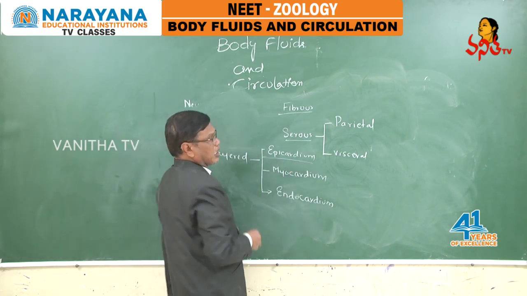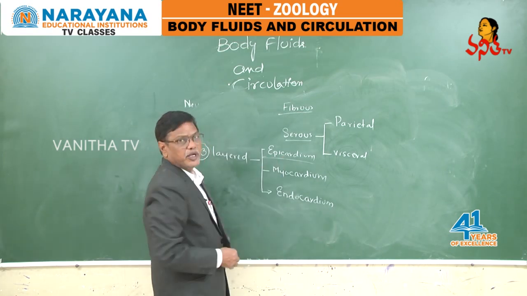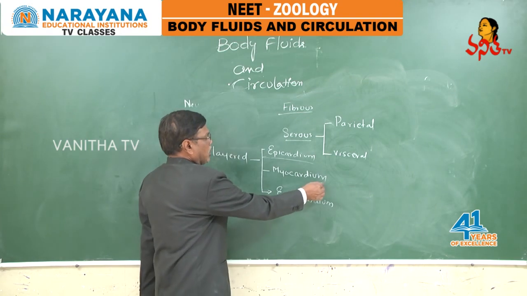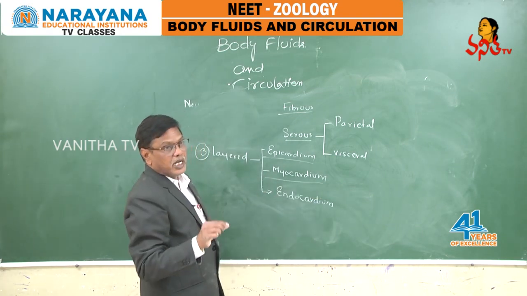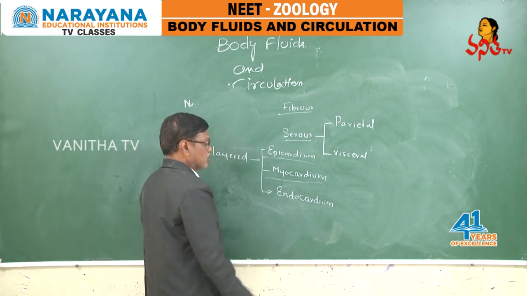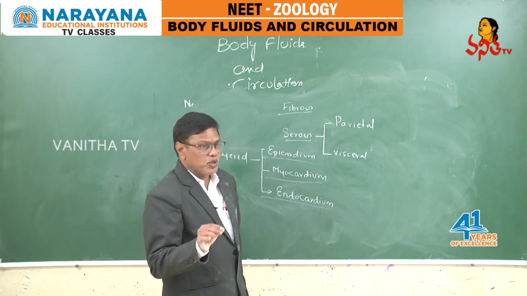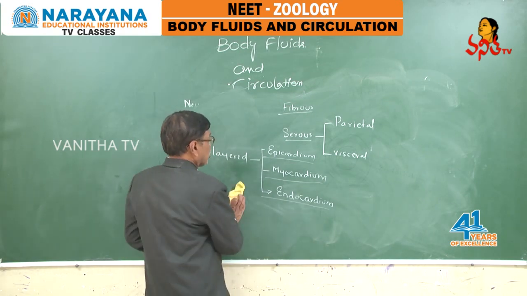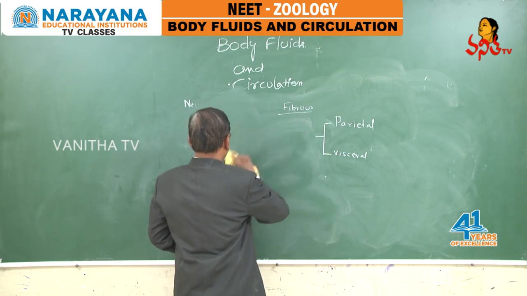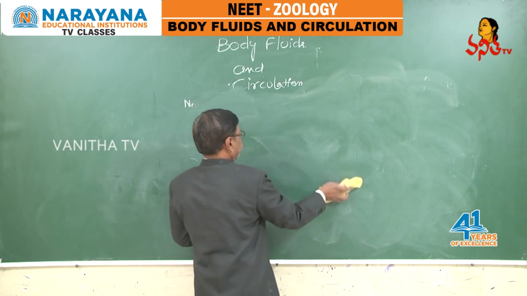The epicardium is made up of simple squamous epithelium. It is nothing but the visceral peritoneum. The myocardium is made up of a network of cardiac muscles. The endocardium is again made up of simple squamous epithelium. These are the heart layers and pericardial layers.